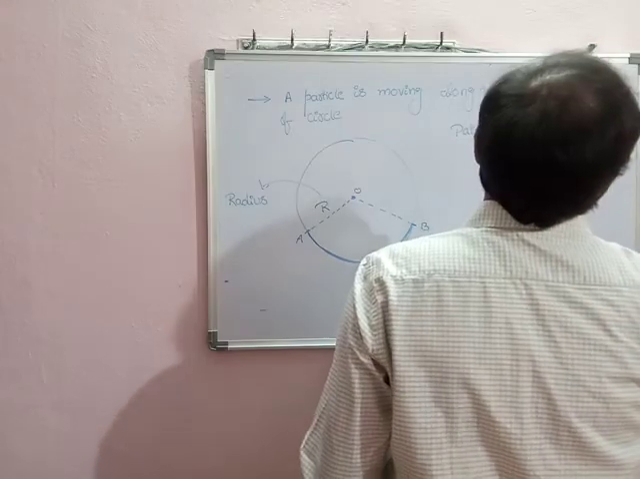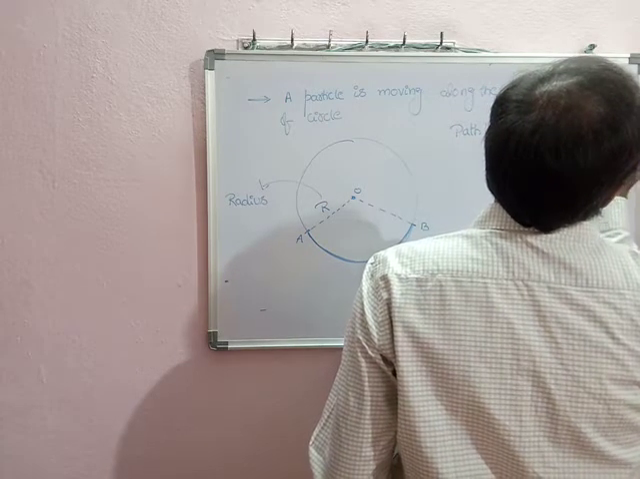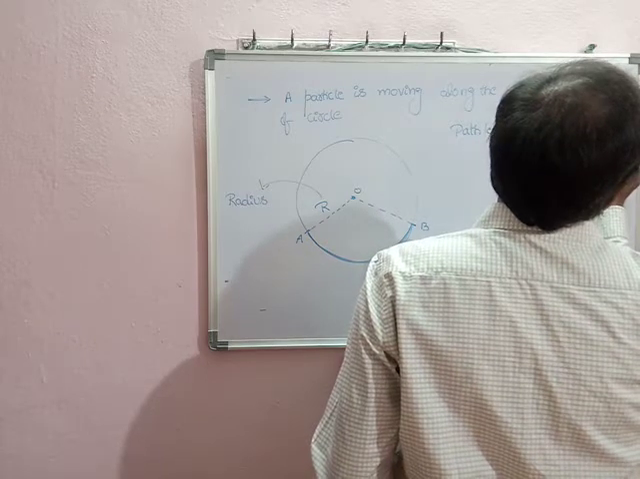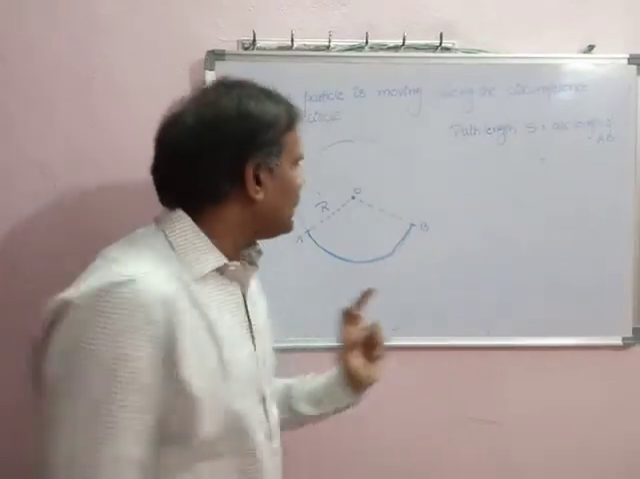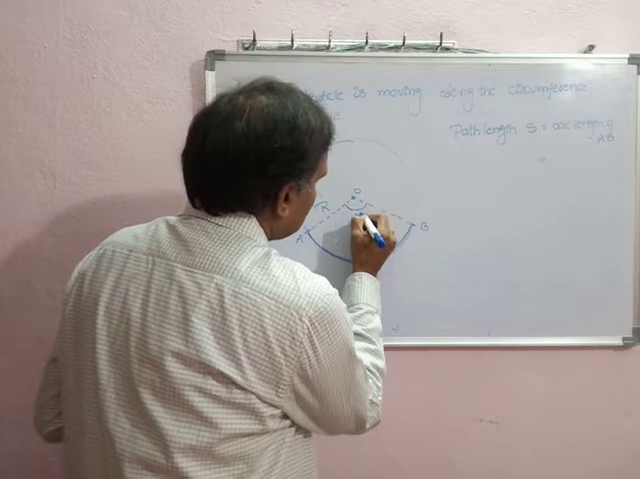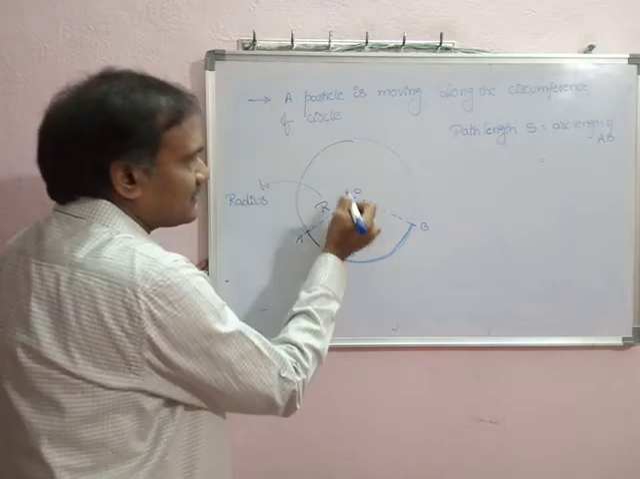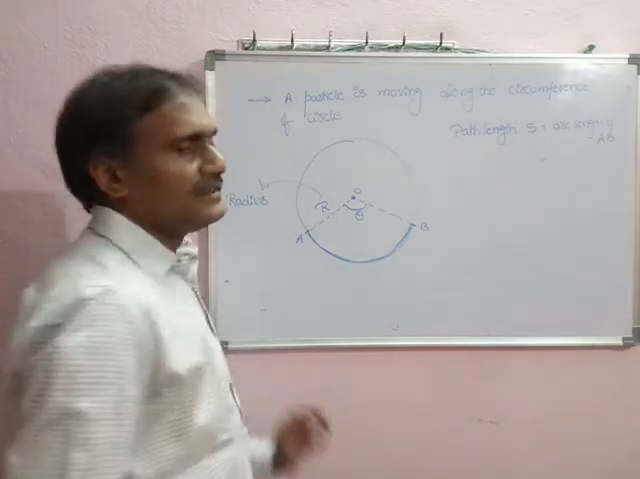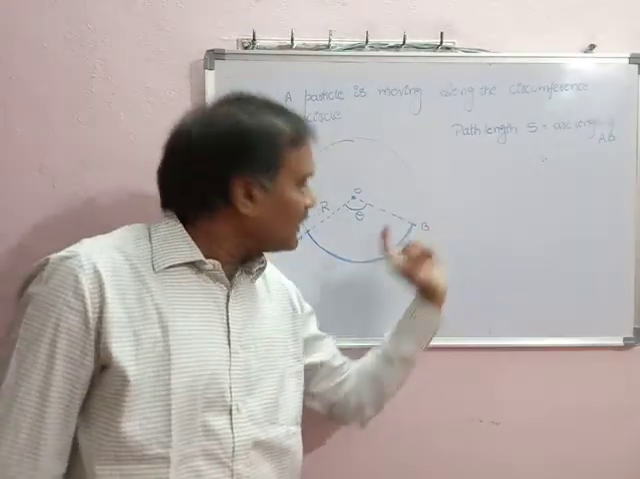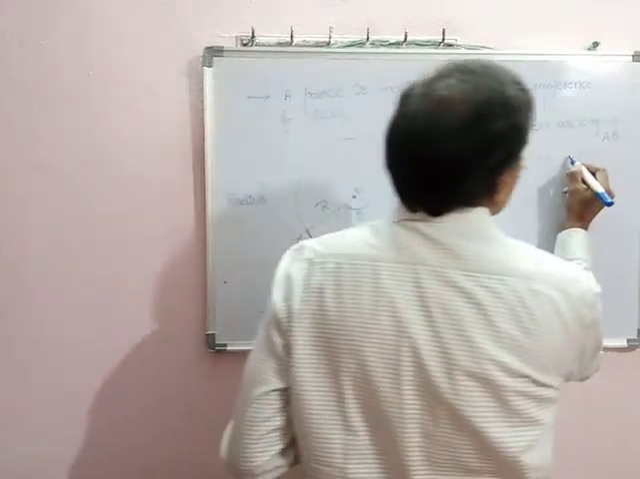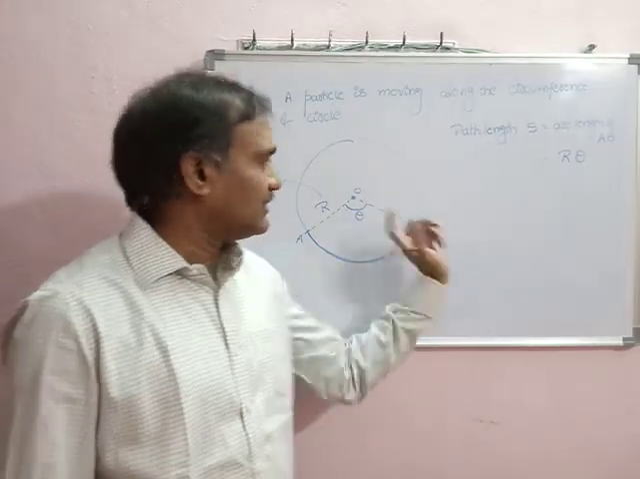Path length S is equal to the arc length of AB. Now, what is the arc length of AB? I am assuming that if the particle travels from A to B, this radius subtends an angle theta at the center of the circular path. Therefore, what is the arc length AB? Yes, it is R into theta.